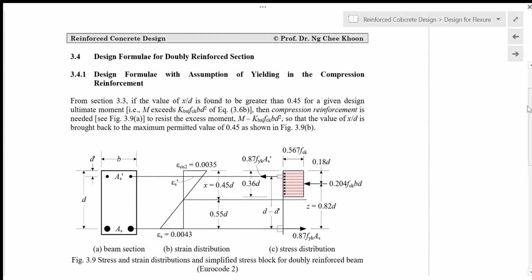In this video, I'm going to give you a lecture on how to derive the design equations for doubly reinforced beam. First of all, do you know why we need doubly reinforced beam?